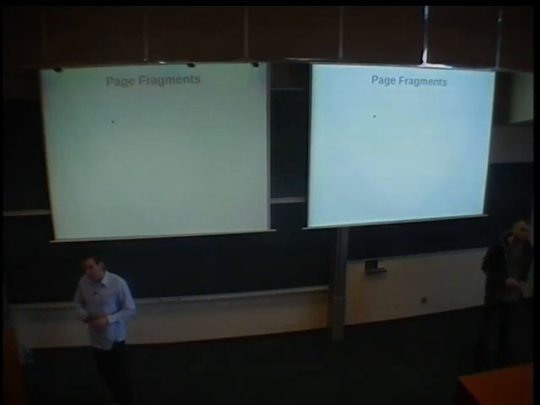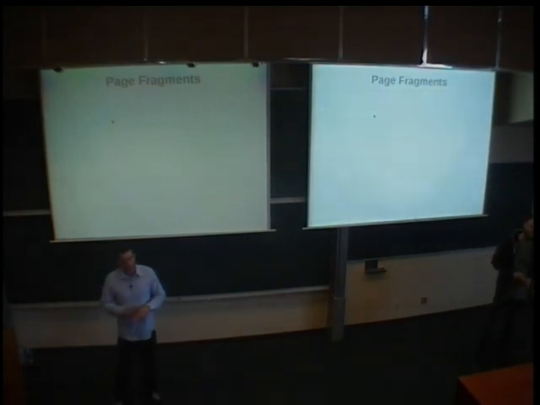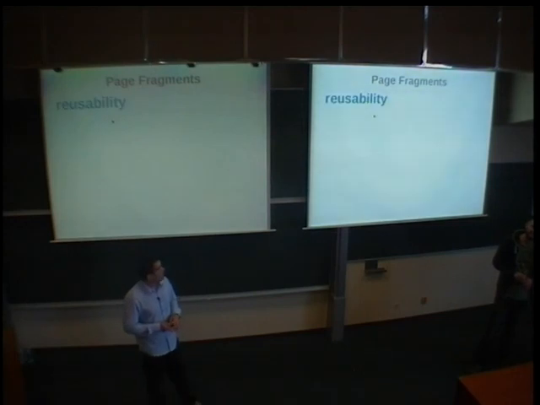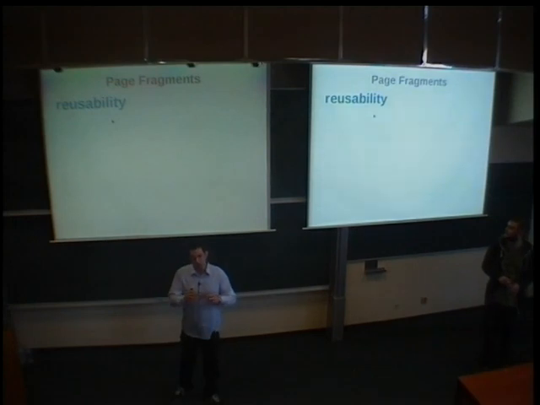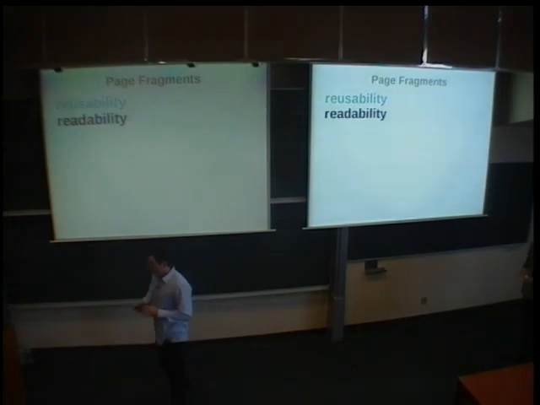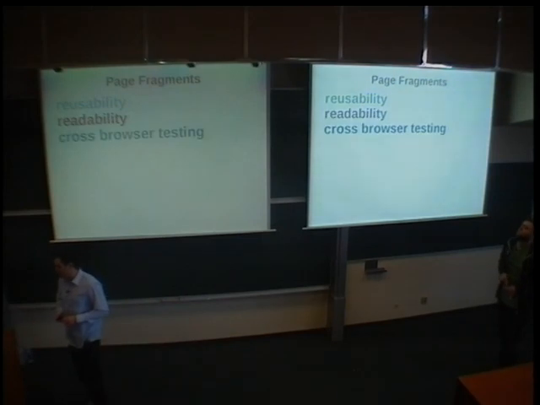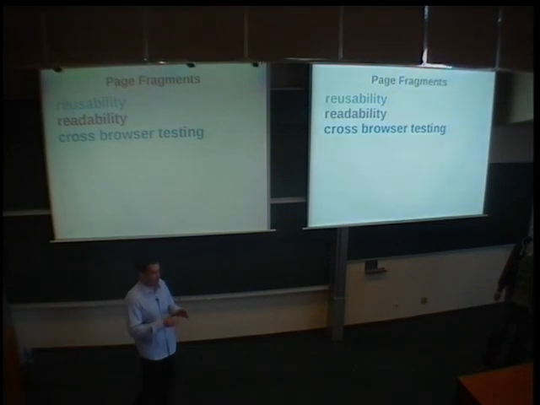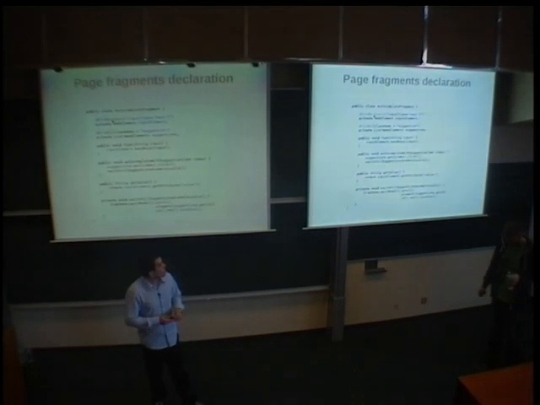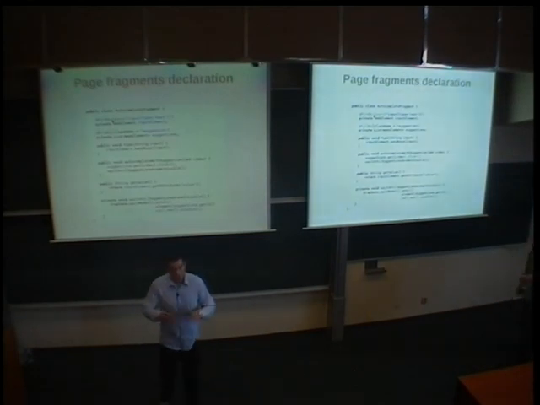Another pattern which we recognize in the Red Hat QE team, we call page fragments. Its aim is more for reusability of the tests. And also it improves the readability as well as the page objects. And if you implement it in a correct way, your page objects can enhance the cross-browser testing for you. So what is the difference between page objects and page fragments?